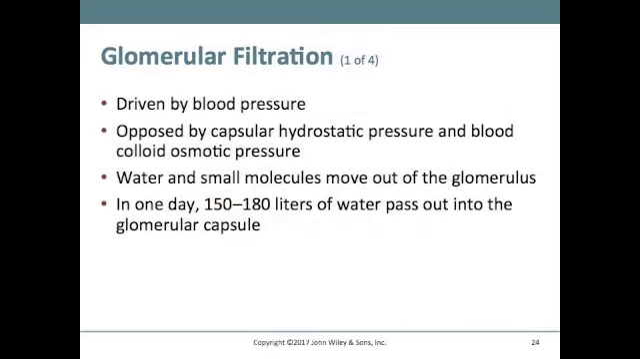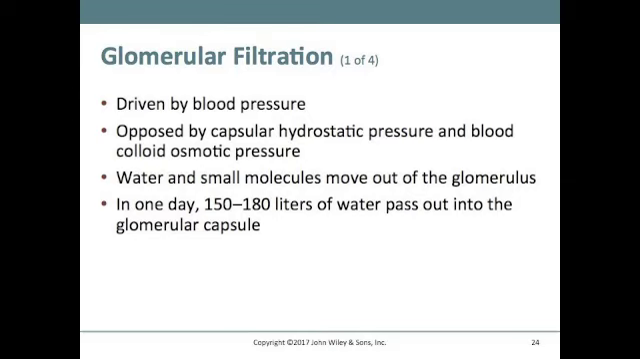Moving on to the next slide, glomerular filtration. The fluid that enters the capsular space is called glomerular filtrate. The fraction of blood plasma in the afferent glomerular arterioles of the kidneys that becomes glomerular filtrate is the filtration fraction. This glomerular filtration is driven by blood pressure, opposed by capsular hydrostatic pressure and blood colloid osmotic pressure.